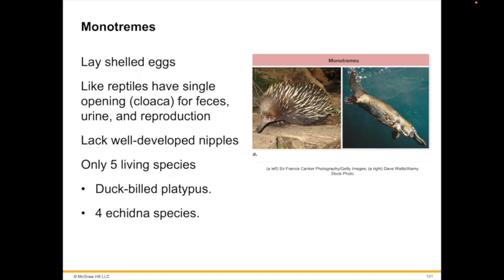So monotremes, they lay eggs. They lay shelled eggs. The duck-billed platypus and 4 species of echidna are the only living monotremes. Among living mammals, only monotremes lay shelled eggs. The structure of their shoulder and pelvis is more similar to that of early reptiles than to any other living mammal. Also, like reptiles, monotremes have a cloaca, a single opening through which feces, urine, and reproductive products leave the body.